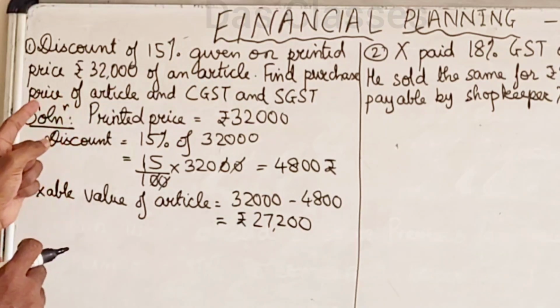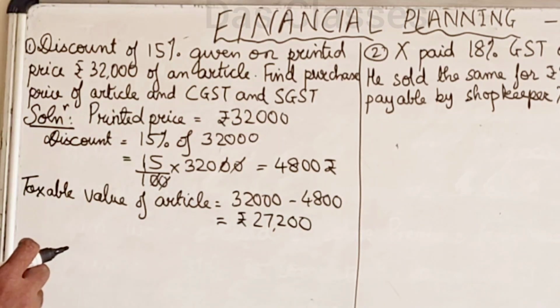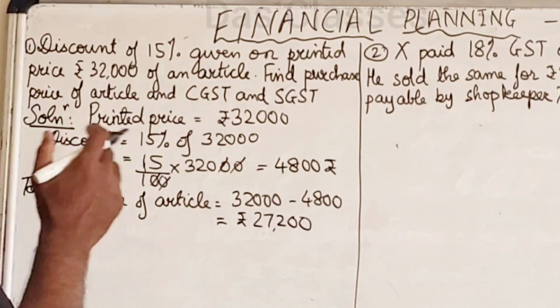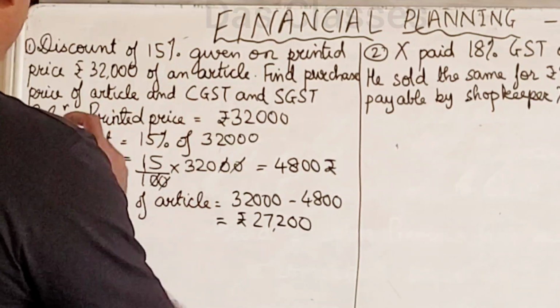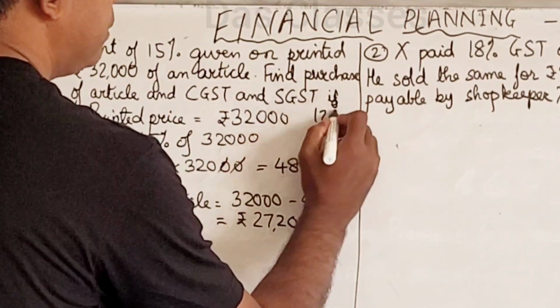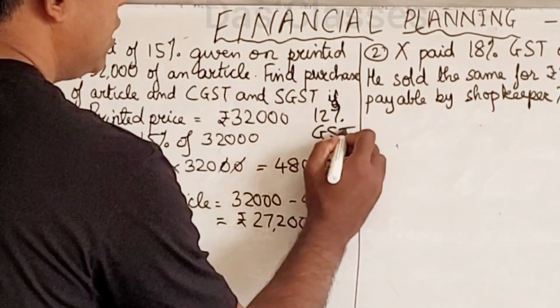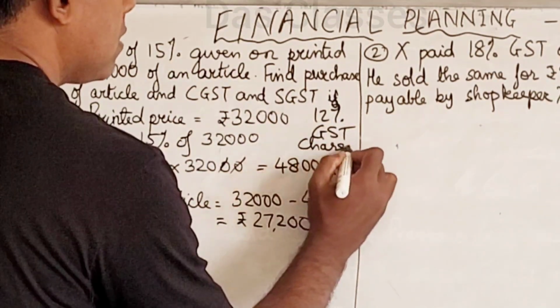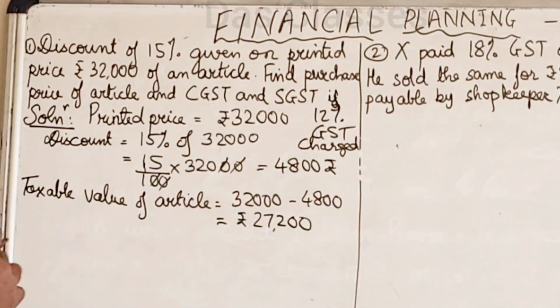Now what is the rate of tax? Rate of tax is not given. Acha, we had forgotten to write it. Purchase price of the article and CGST, if 12% GST charged. 12% GST charge. So the rate is 12%.